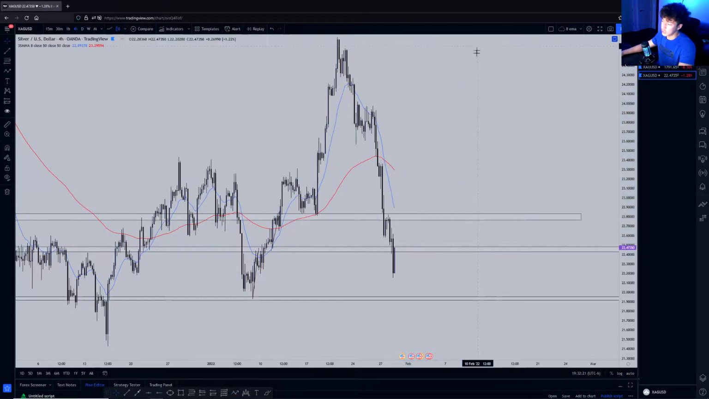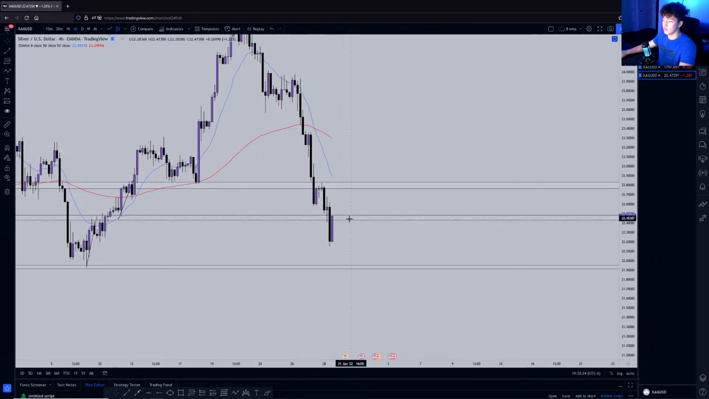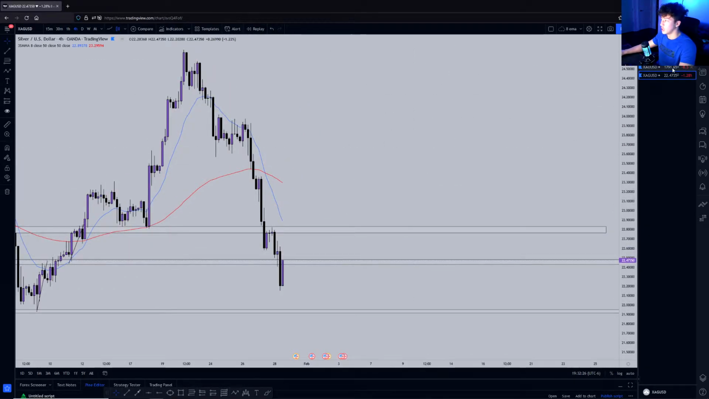But until then, we're just going to have to wait and be patient, but definitely waiting for a break or retest and then continuation up above. But now let's look into gold.